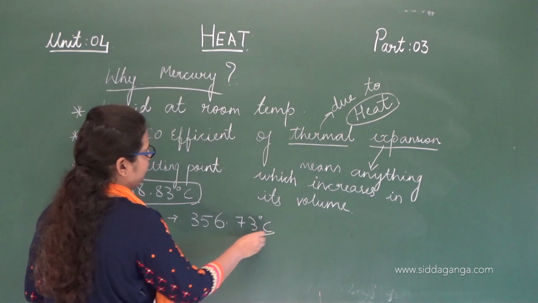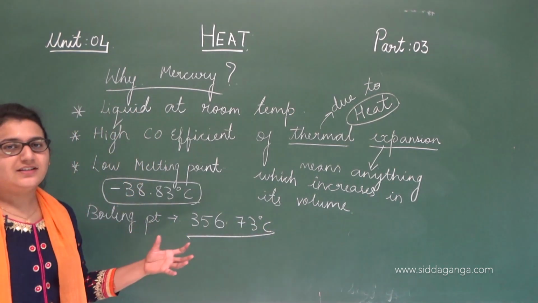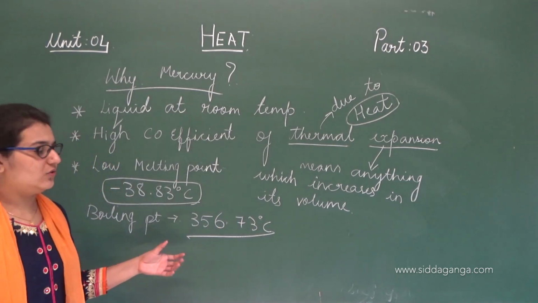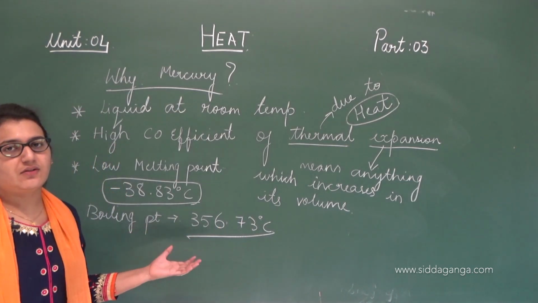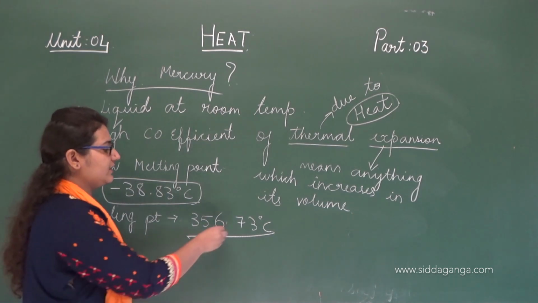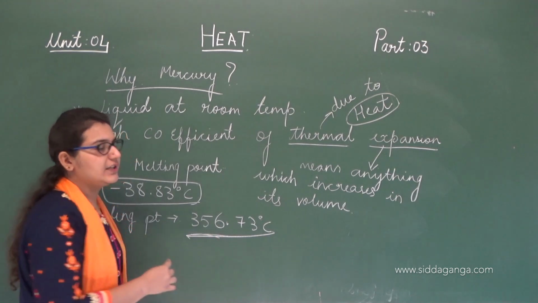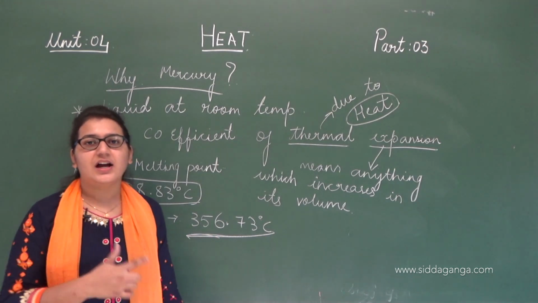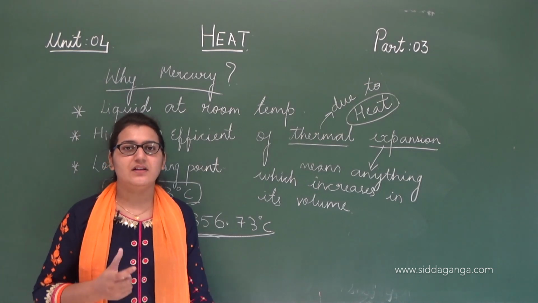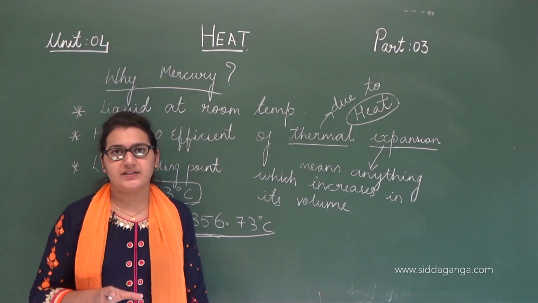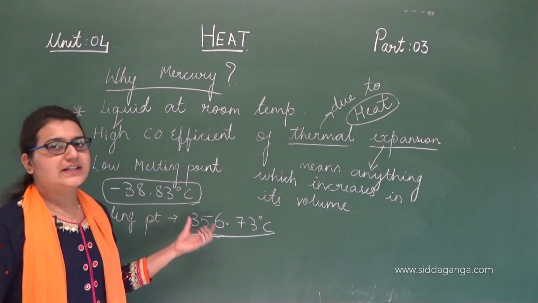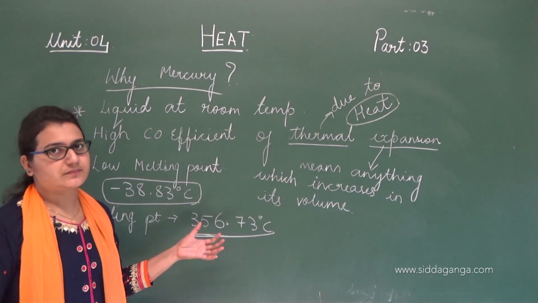356.73 degrees Celsius. Oh my god, this high temperature is what we need to reach to vaporize the mercury, which is hardly possible in the normal atmosphere. So that is the reason mercury stays liquid at room temperature, because we do not have these extreme temperatures in the atmosphere.